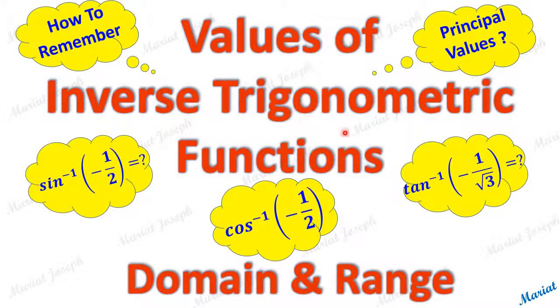Values of inverse trigonometric functions like cos inverse minus half, sin inverse minus half, tan inverse minus 1 by root 3, etc. What are their principal values? How to remember them? Let's have a detailed study on them.